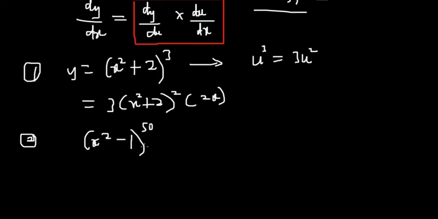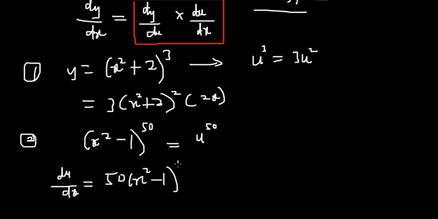Okay, so the same principle. You just bring this one down, just like the power rule. So let's say this is u exponent 50. You differentiate this u with respect to x, and then you get 50, and then x squared minus 1 exponent 49. Then you multiply that by the differential of what is in the bracket, which is 2x. This is quite simple, very simple.